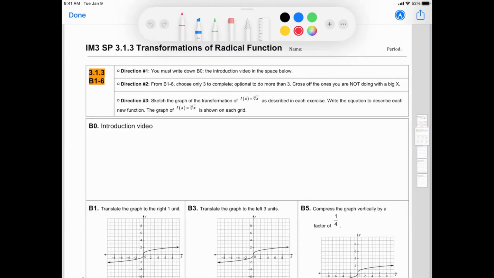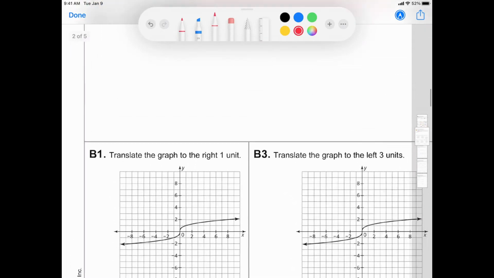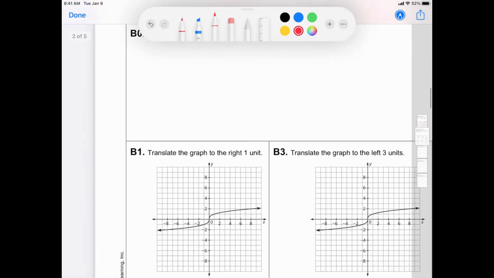All right, B1, the directions tell us to sketch, so we're going to make a sketch of a graph of f of x equals the cube root of x as described in the exercise. And then number 2, we have to write an equation to describe each of the new functions. They already have shown us on the graph, this is the parent graph. You are the child, you look like your parents. I look like my parents. All right, you just copied the introductory video in there.